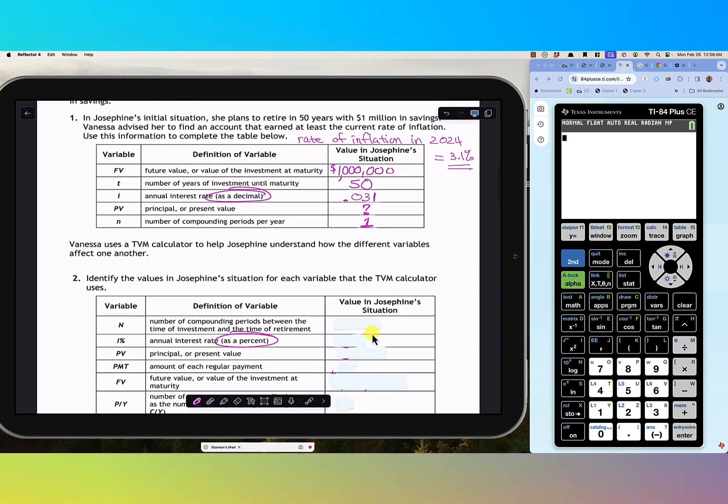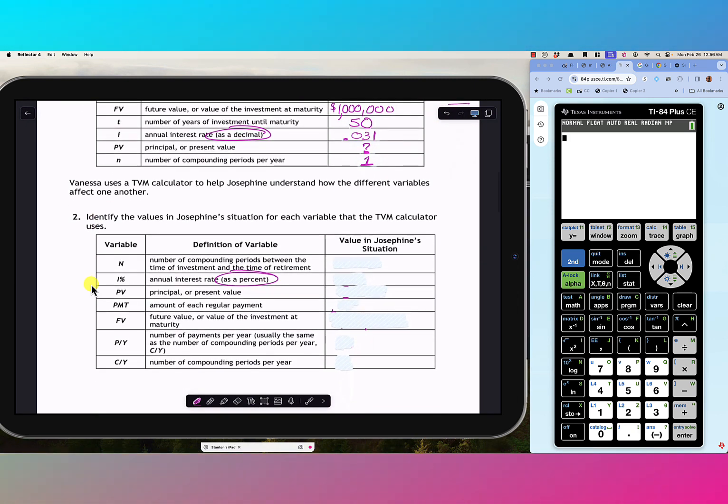Now, Vanessa uses a TVM calculator. And we're actually going to be using our TI-84 calculators. I'm going to show you later on how to go into the TVM application on the calculator so we can solve these much faster. So in question number 2, we're just going to look at the values that the TVM solver would have and just fill in those values. So identify the values in Josephine's situation for each variable that the TVM calculator uses.